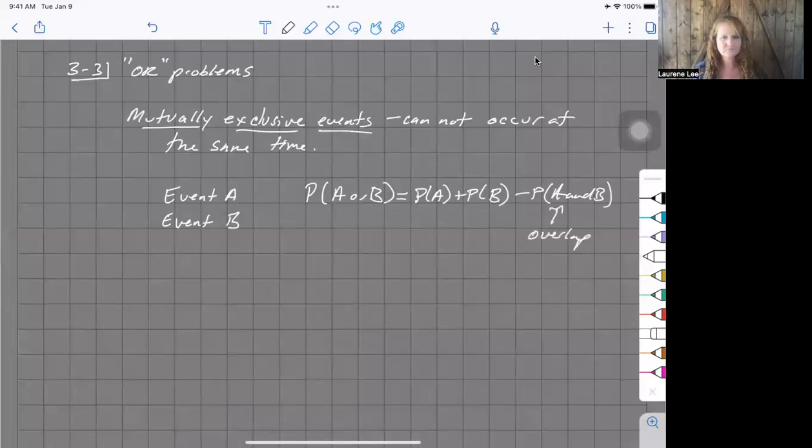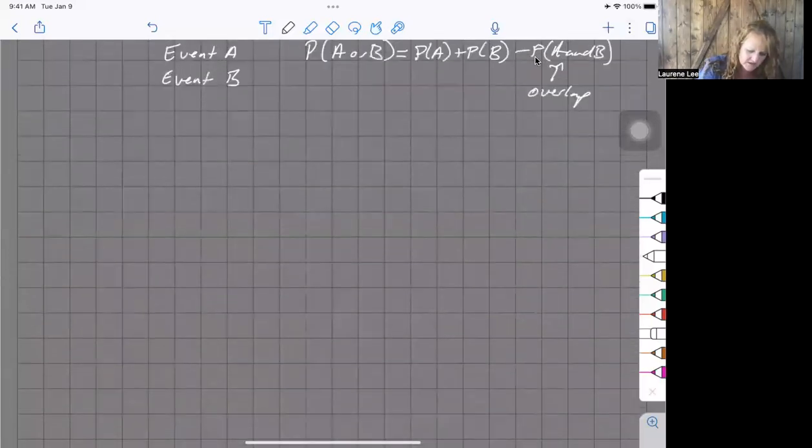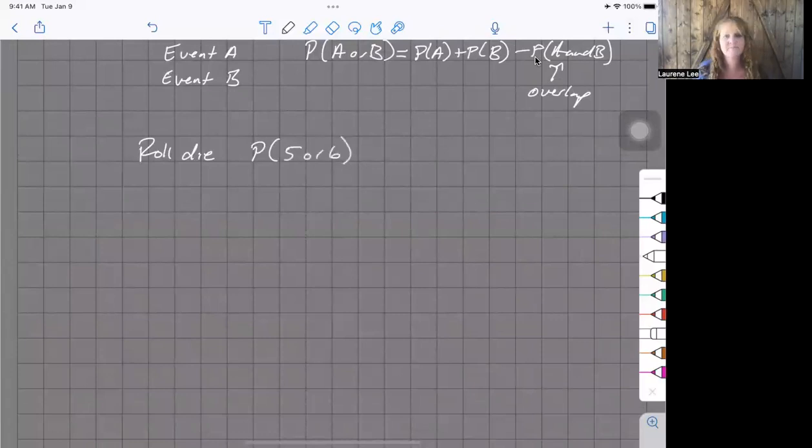Okay. I'll do a couple problems in several different formats, fractions, percentages, like we've done in the past, so you can get used to how these work. The first scenario I want to do is just a simple rolling of a die. If I'm going to roll a normal 6-sided die, I want to know what's the probability that I roll a 5 or a 6.